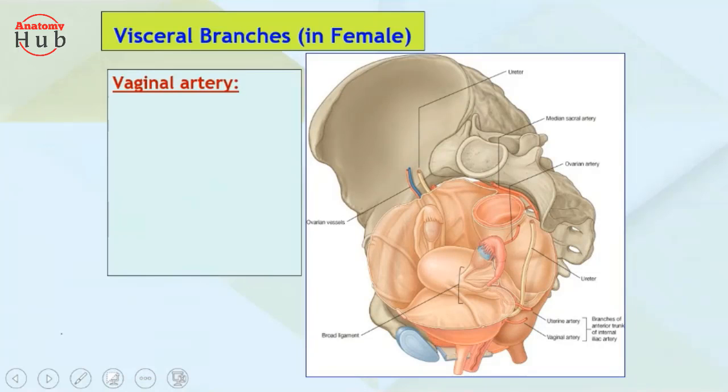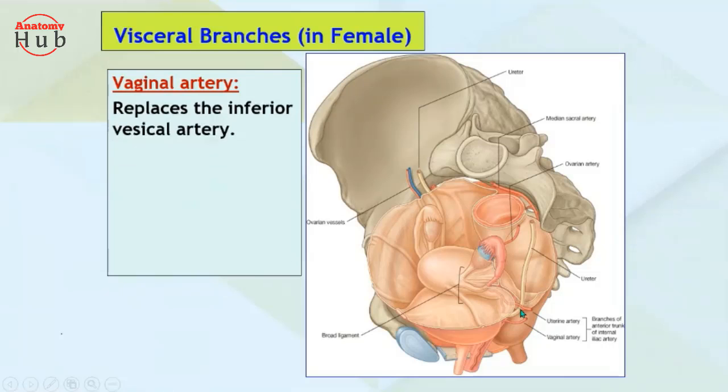So we'll see the arteries. One is your vaginal artery. Here you can see this is the vaginal artery. They are also coming from the internal iliac artery. And the vesical artery. Vesical artery means what? To the urinary bladder. This is your vesicle.